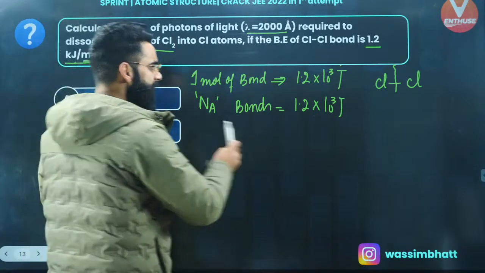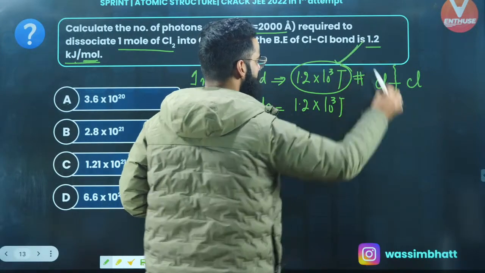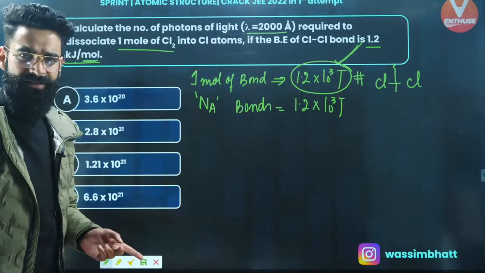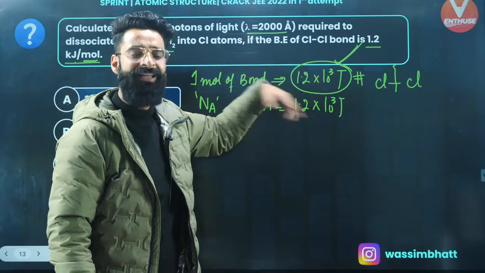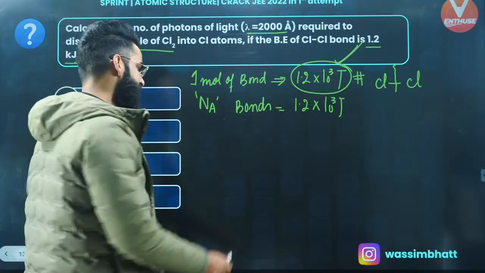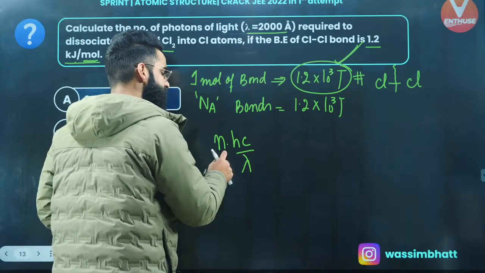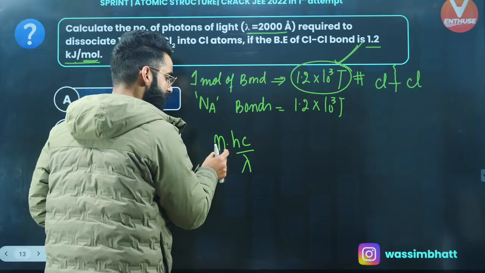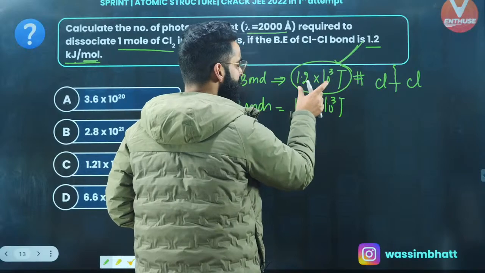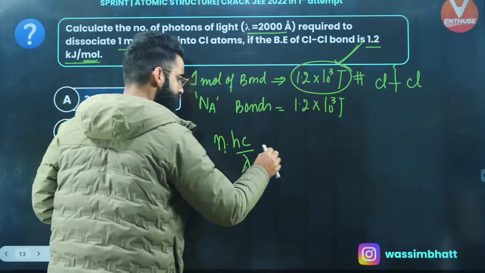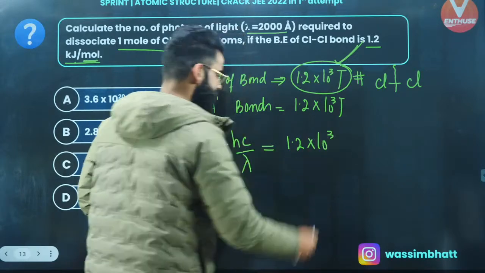Basically, in order to break 1 mole of bonds, this much energy is needed. Let's say this much energy I'm providing to Cl2 in the form of photons, right? I'll be using just one equation. Let's assume there were some n photons of wavelength 2000 angstroms which carried this much energy; then only 1 mole of bonds will get broken. So this is something which I'll be equating to 1.2 into 10 raised to the power 3.